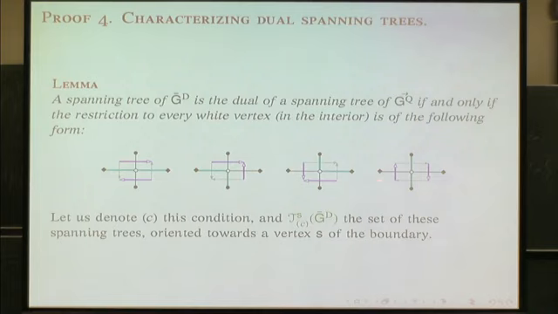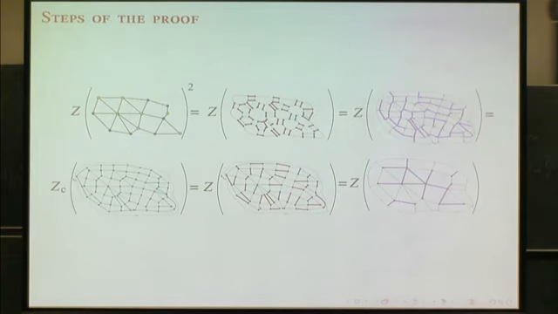So now we have a full characterization of the spanning trees that occur in the dual graph, and so we'll denote by C this condition. So we're interested in the set of spanning trees of the double that satisfy this condition, and we orient them towards the boundary, towards the vertex of the boundary. Okay, so now we've been from there to there. So these are the spanning trees with the additional constraint. Okay, and now we want to go to the dimer model on this double.